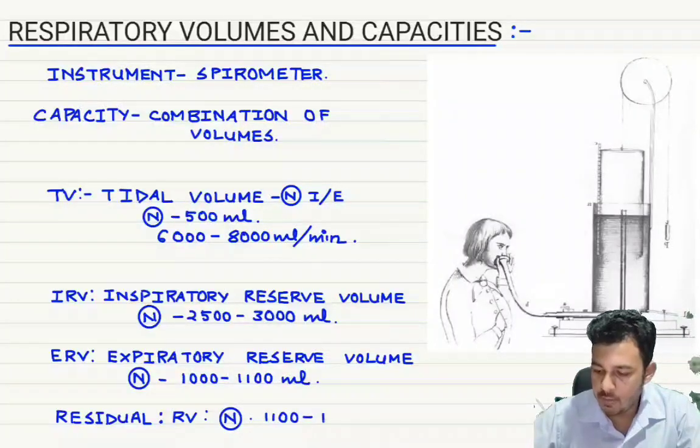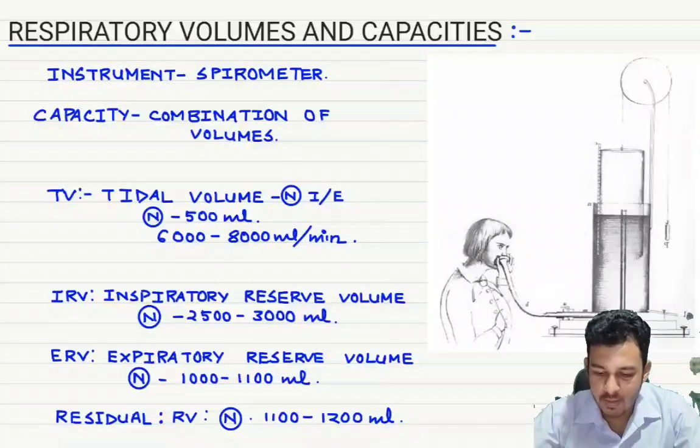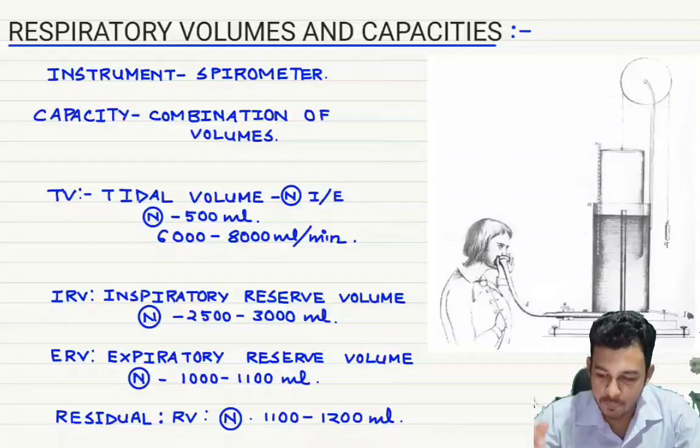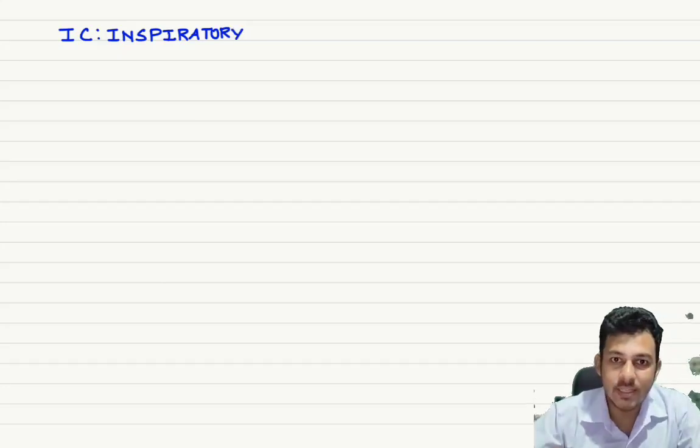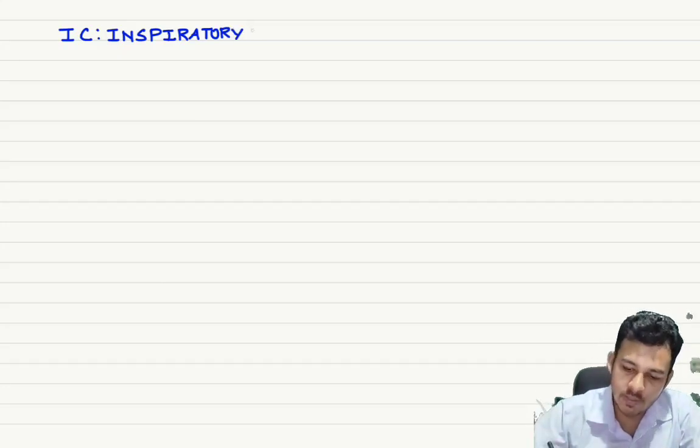Now hopefully you don't need to study these particular volumes again. I have already told you how to remember that. Going ahead to the capacities now. After completing volume, remembering the capacities becomes a bit easier. So going up to something called IC. IC refers to inspiratory capacity. Now what is inspiratory capacity? Whatever the volume of air that you can inspire after normal expiration, that is known as inspiratory capacity.